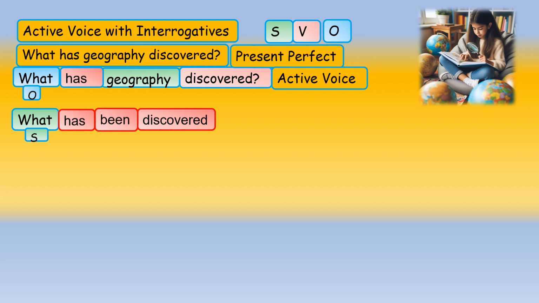There's our grammatical structure for the present perfect and the passive voice. Has been discovered. What has been discovered? Now we bring our subject in here. The subject of the active sentence now becomes the agent here. What has been discovered by geography? And that is our passive voice sentence.